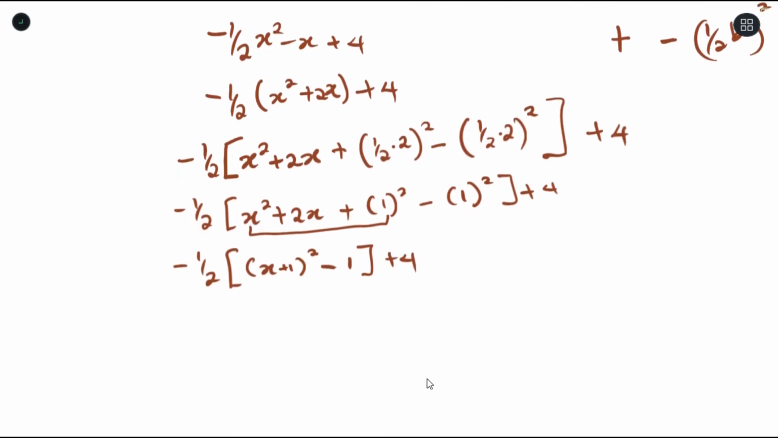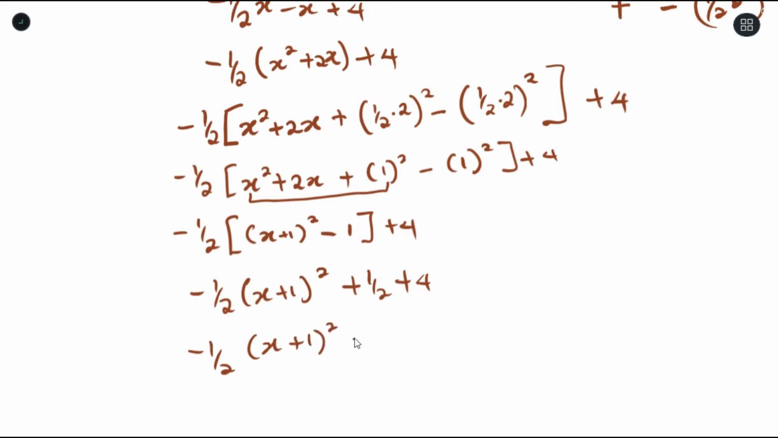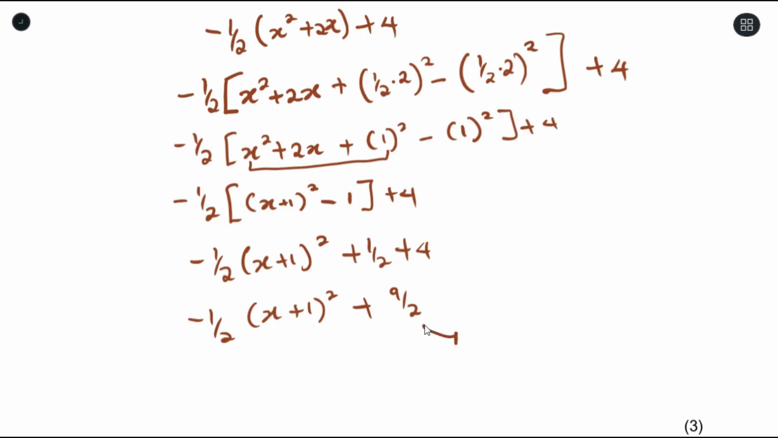Now all you need to do is open out the square brackets. This here will be -½(x + 1) squared. Multiplying that out will give you +½ plus 4. So this here is -½(x + 1) squared, and that will be plus 9/2. So in that case, this is your q, and 1 here is your p. And that's it.